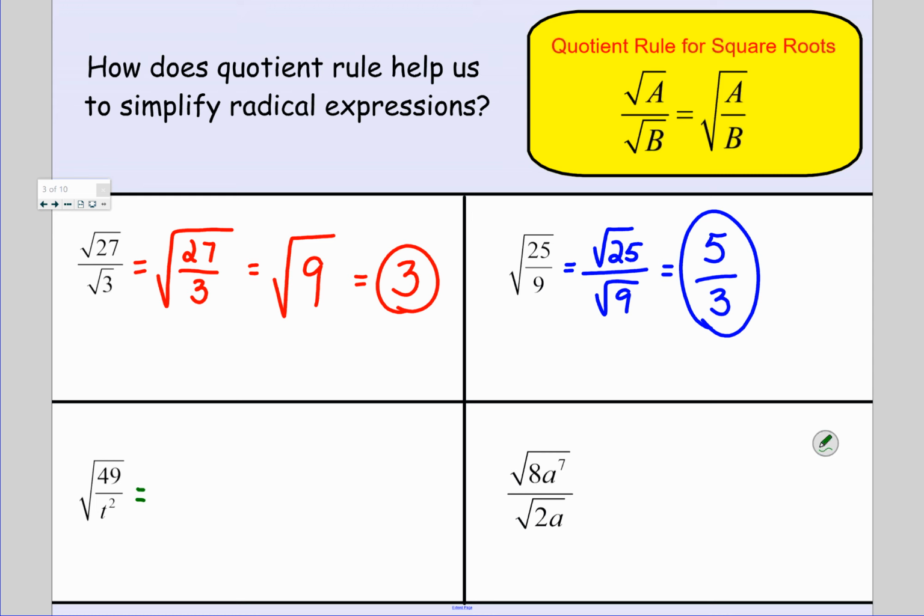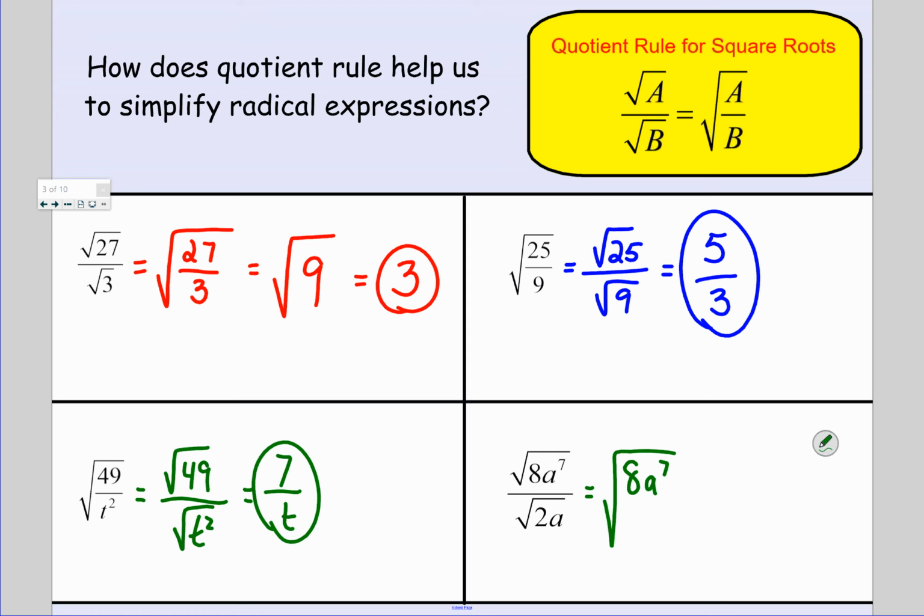For the square root of 49 divided by the square root of t squared, let's break that radical up into 2 different expressions and simplify each one of them. The square root of 49 is 7, and the square root of t squared is t. And for our last one, I'm going to write this as one radical, 8a to the 7th over 2a, and simplify that fraction now. That gives me 4a to the 6th. And to simplify that, the square root of 4 is 2, and the square root of a to the 6th is a to the 3rd.